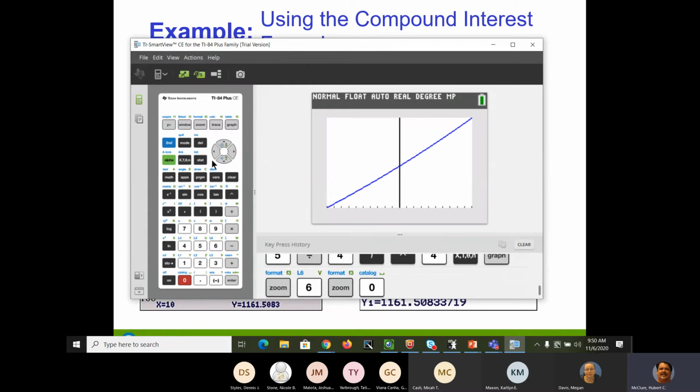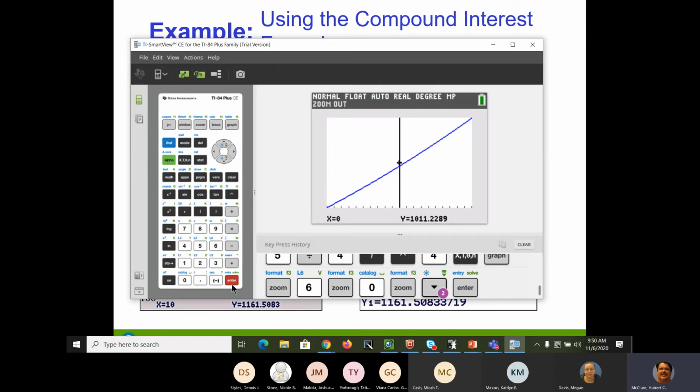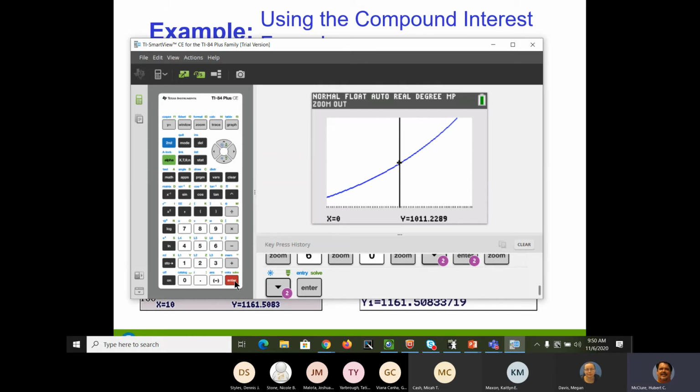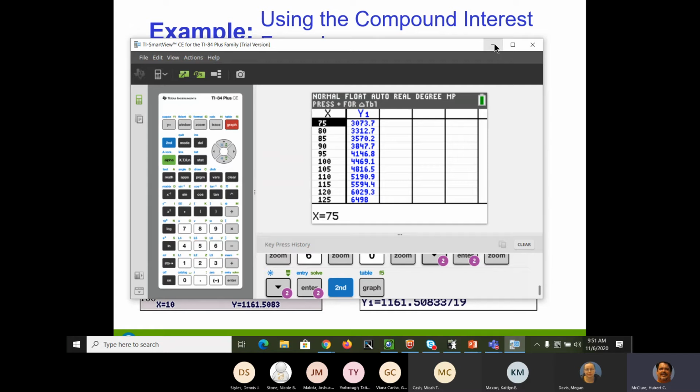There it is. Now I'm going to zoom back now so I can see where it's going. Zoom out. And let's zoom out one more time. There she is. Now, the good thing about these, you can go to second graph, which is table. And now you can do all you want.